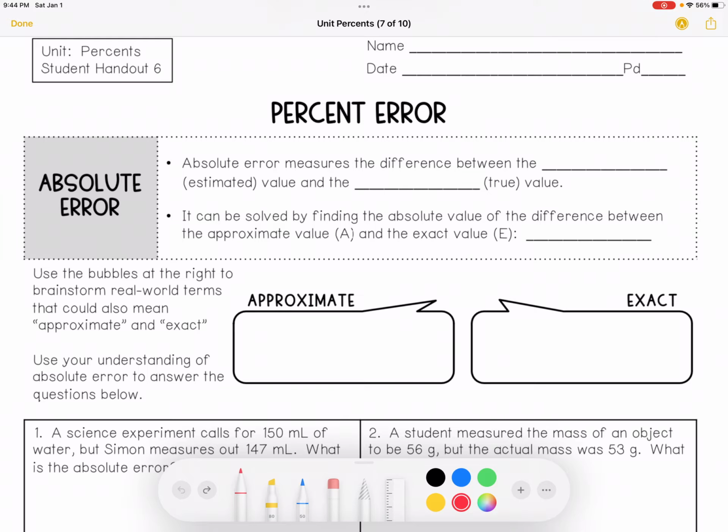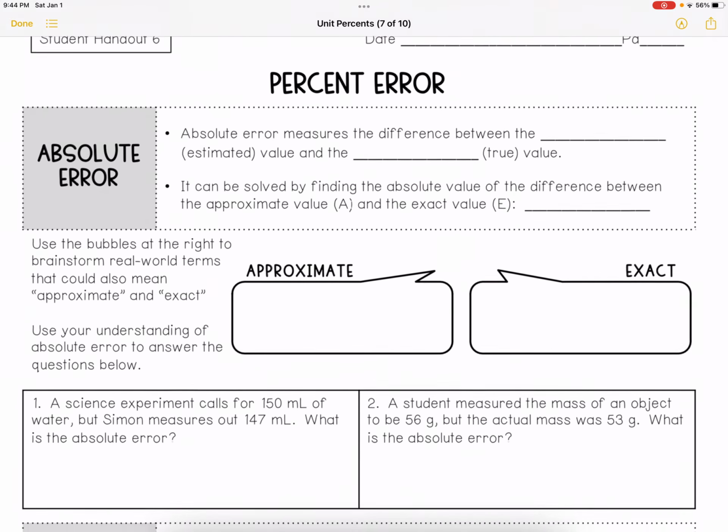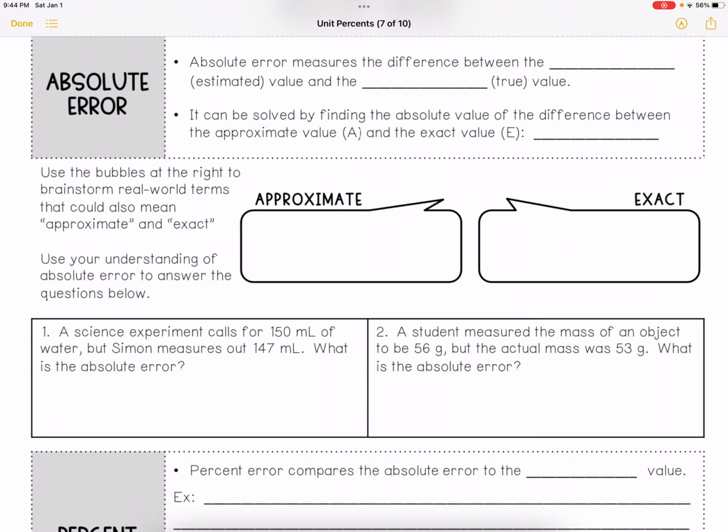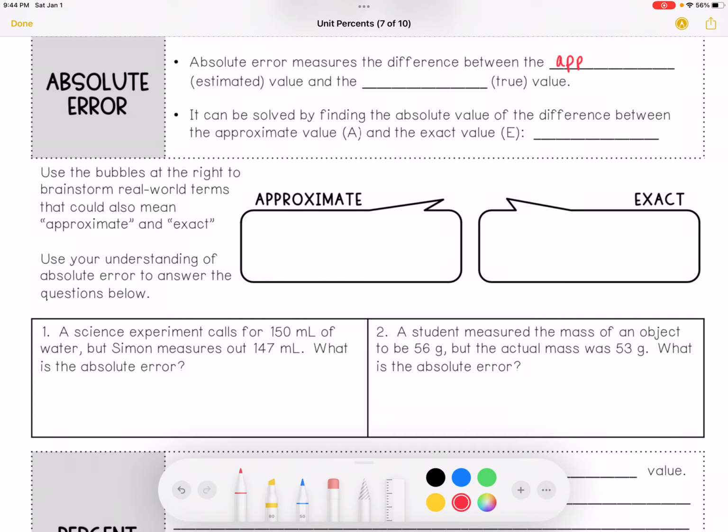Absolute error. The absolute error is the difference between the approximated amount, or our estimate, or we can just write approximate there. And the exact or true value, like what it really is. It can be solved by finding the absolute value of the difference between the approximate value and the exact value. So the difference means we're subtracting, and the absolute value of that.